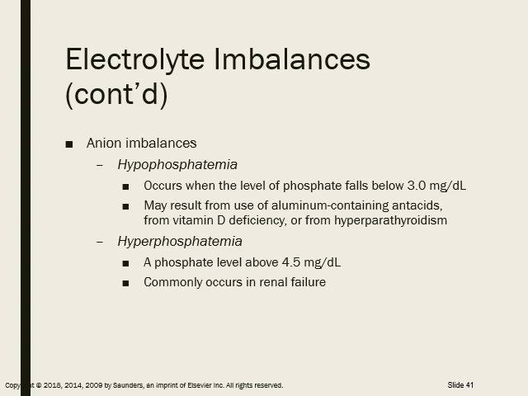Another example of anion imbalance includes hypophosphatemia. It occurs when the level of phosphate falls below 3.0. It may result from the use of aluminum-containing antacids, from vitamin D deficiency, or from hyperparathyroidism. Hyperphosphatemia is when the phosphate level is greater than 4.5. This is mostly associated with renal failure.